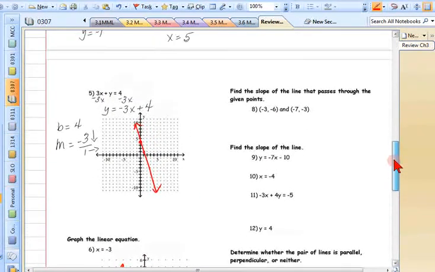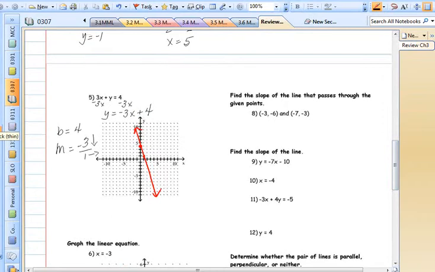All right, let's go up here to number 8. It asks you to find the slope of the line passing through the given points. Well, I have to know or look up the slope formula. It's y2 minus y1 over x2 minus x1. That means that I need the difference in the y's over the difference in the x's. Difference in the y's, it's negative 6 minus negative 3 over negative 3 minus negative 7.